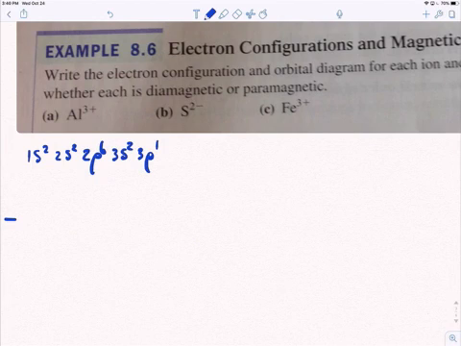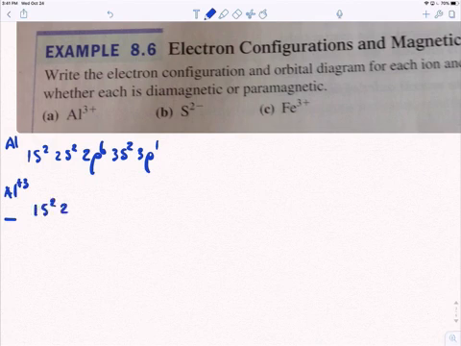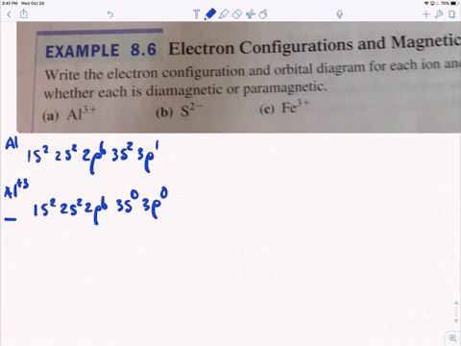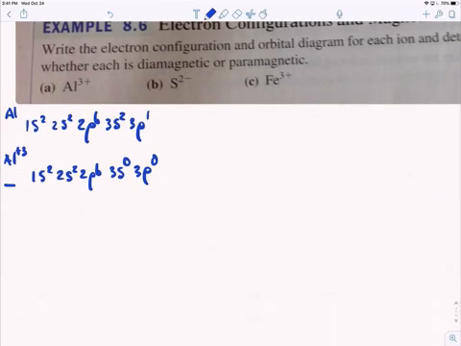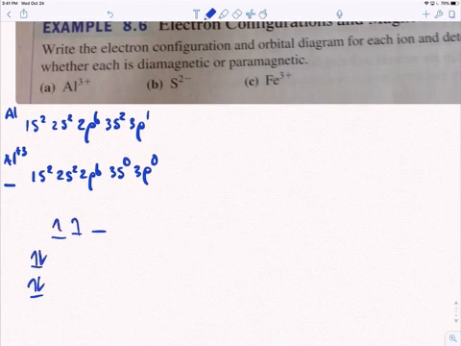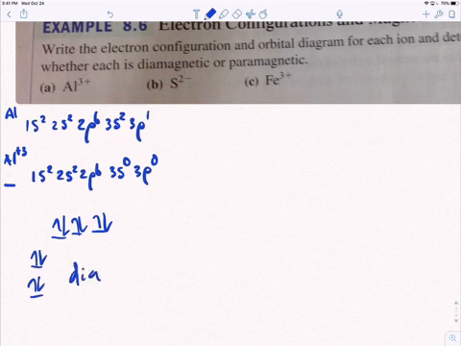So let me do the ion. Aluminum plus 3 loses electrons from the highest n end. So it's going to be 1s squared, 2s squared, 2p6, and just for emphasis, 3s0, 3p0, with those electrons taken from the highest end. If you look at the electronic configuration, everything is paired, therefore this is diamagnetic. Does this make sense?